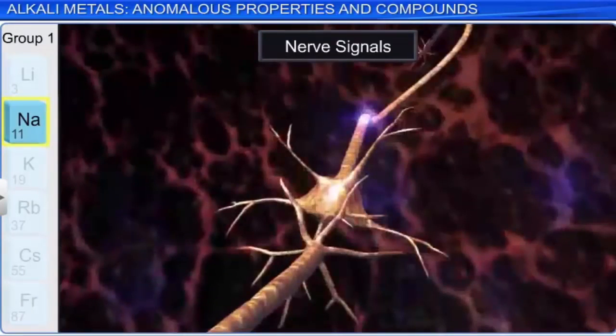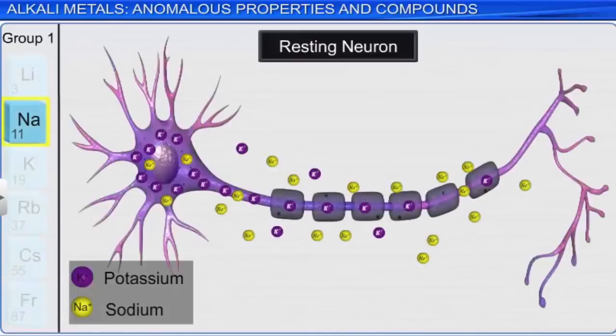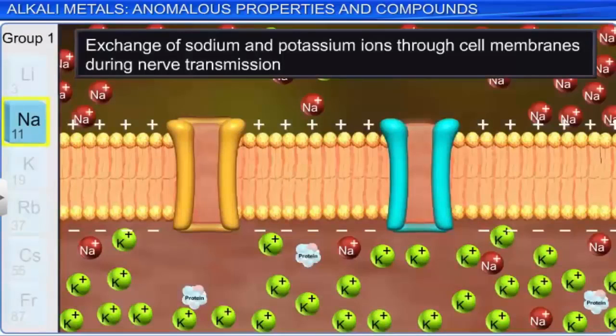In a resting neuron, the concentration of potassium ions is about 30 times higher inside the cell than outside. The concentration of sodium ions outside the cell is about 10 times higher than inside the cell. There are sodium ion channels and potassium ion channels in the cell membranes. When these become activated, sodium ions rush into the cell and potassium ions flow out of the cell.